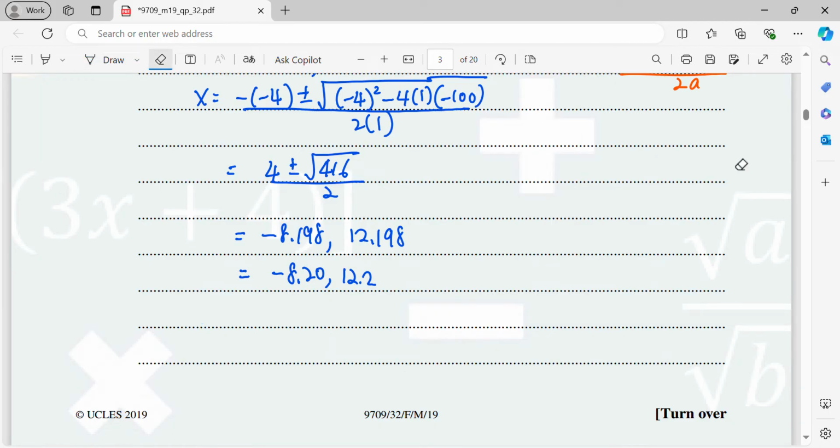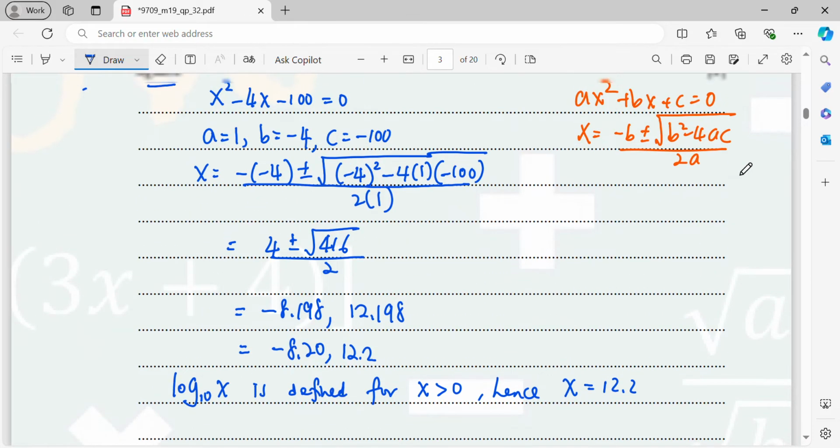Probably I will just write log10 x is defined for all x greater than 0. Therefore, hence your solution x is 12.2. So that's the explanation.